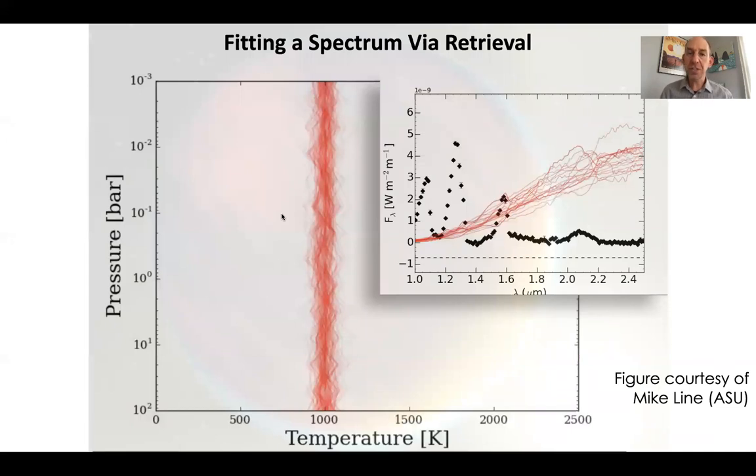I wanted to switch gears a bit to talk more about retrieval, just for a few slides, to give people a feel for how this is applied. This is a figure I got from Mike Line. We have an initial guess for the pressure temperature profile here. This particular example is for a brown dwarf, but it works the exact same way for hot Jupiters.